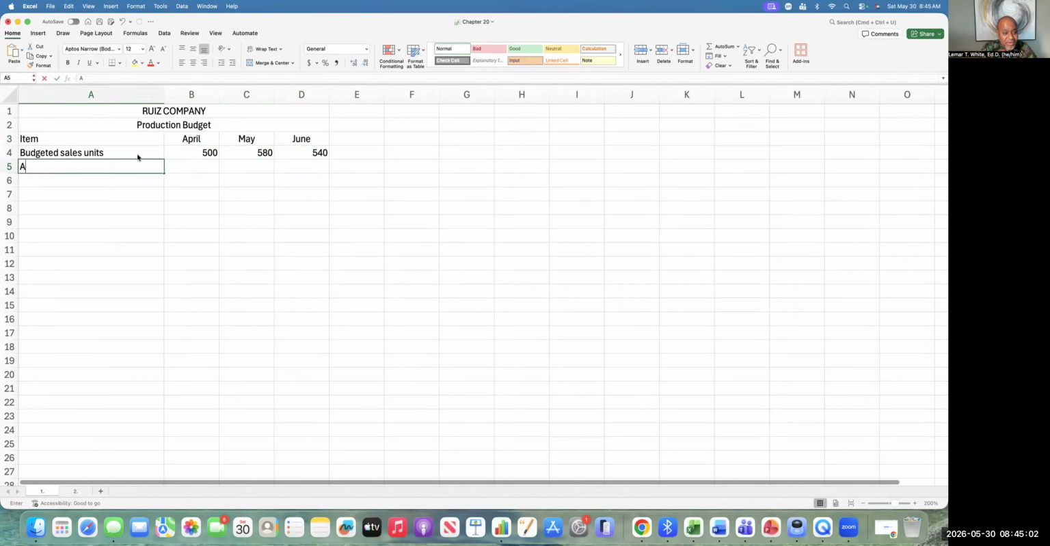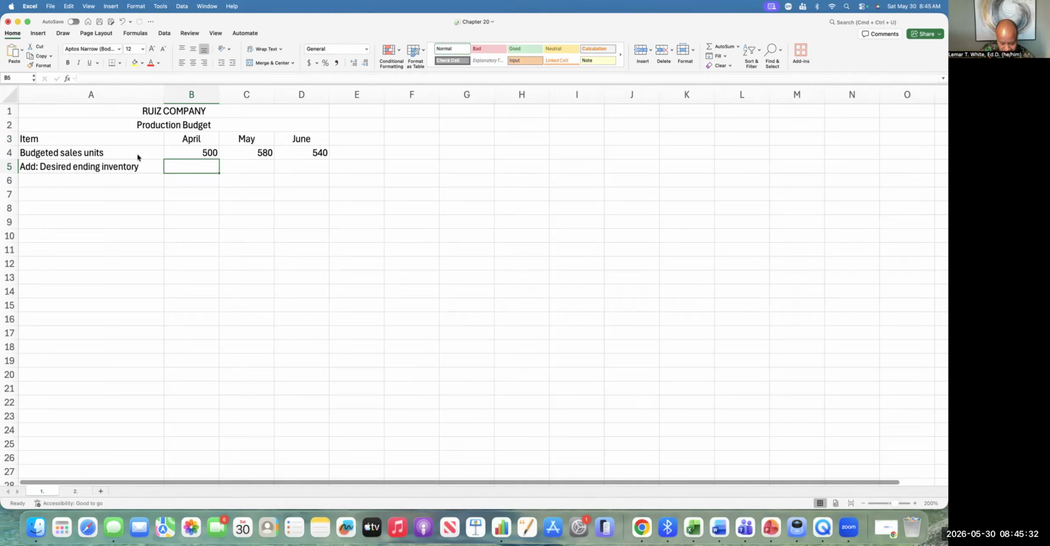Next, I'm going to add my desired ending inventory. Because remember, you're trying to find out how many units do I need in order to have 500 units to sell and also to have the number of ending inventory units that I want in my stock, considering how many units I have already in my inventory.